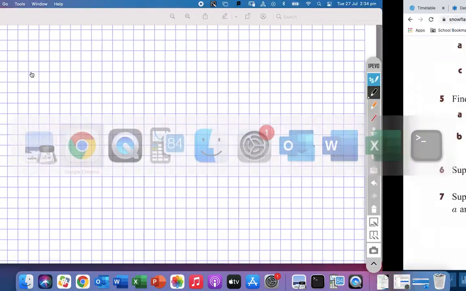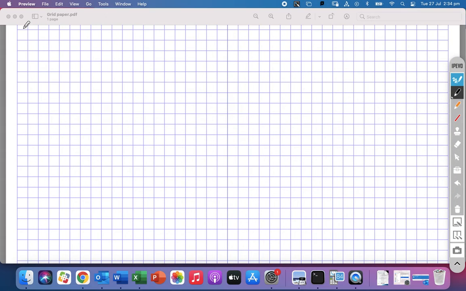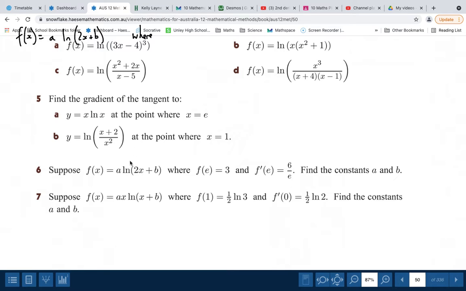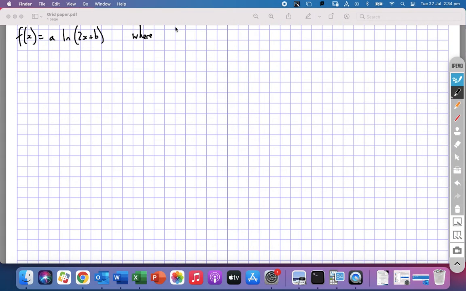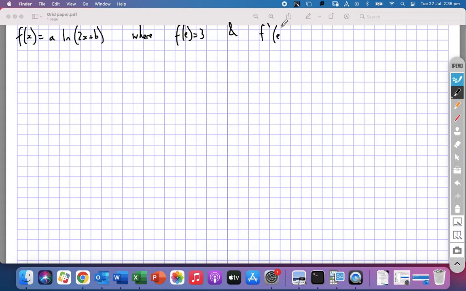In the first question, f of x is a log 2x plus b, where they're giving us a's and b's, which we don't know, but then they tell us that f of e is 3, and f prime of e is 6 on e. Okay.